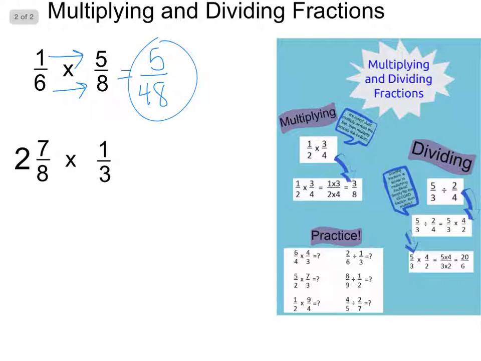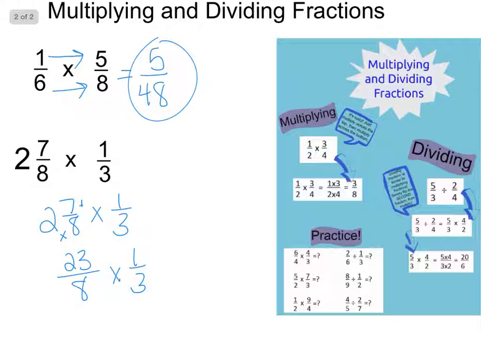If I have a mixed number, like I do here, 2 and 7/8 times 1/3, you have to change the mixed number to an improper fraction before multiplying. You can never multiply mixed numbers. So let's change this to an improper fraction. We do 2 times 8 is 16, plus 7 is 23. So we have 23/8 times 1/3. Again, I did 2 times 8 is 16, plus 7 is 23.